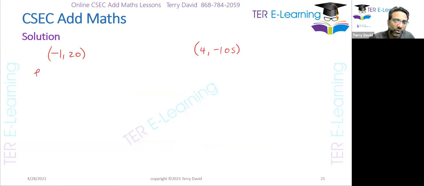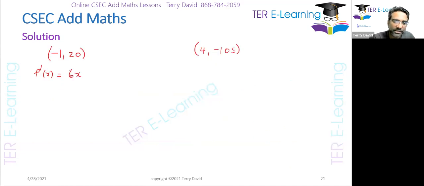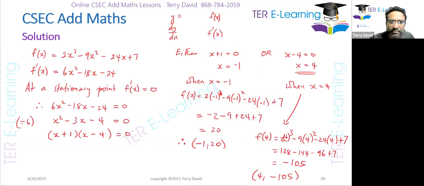Now, we already worked out f prime, or my first derivative, or dy dx, you can call it that as well if you want. And we had gotten 6x squared minus 18x minus 24.